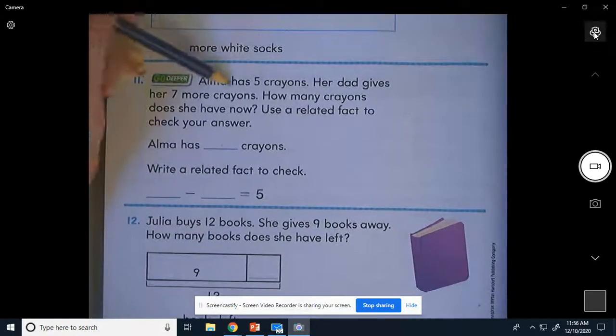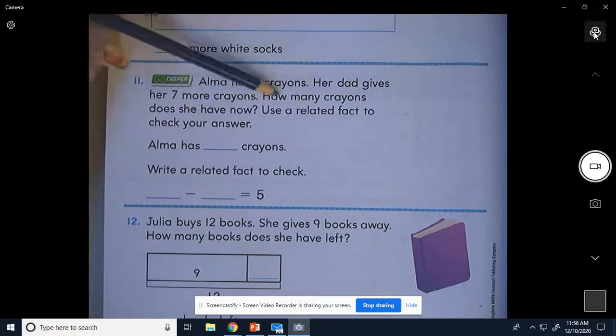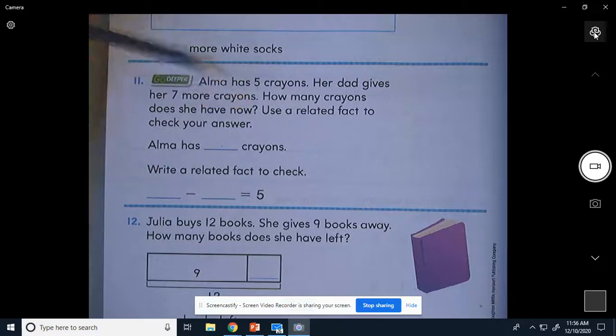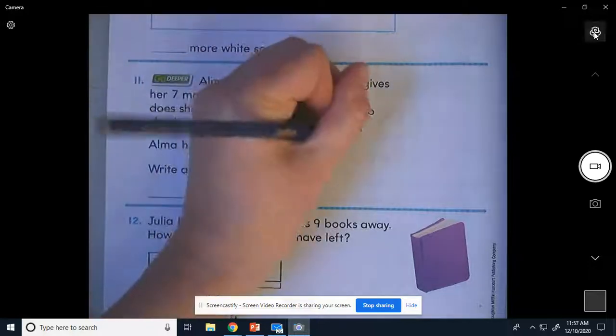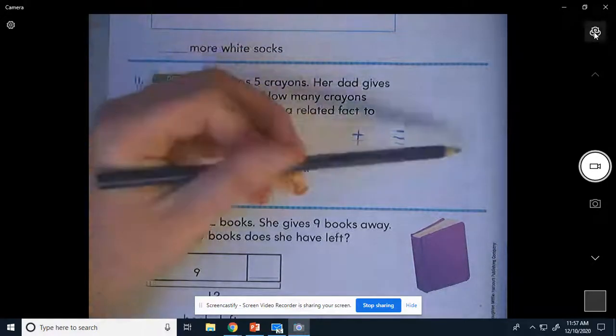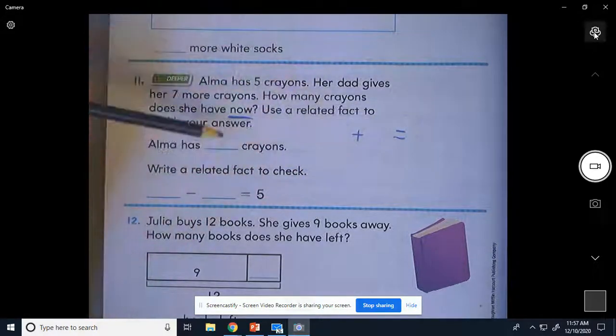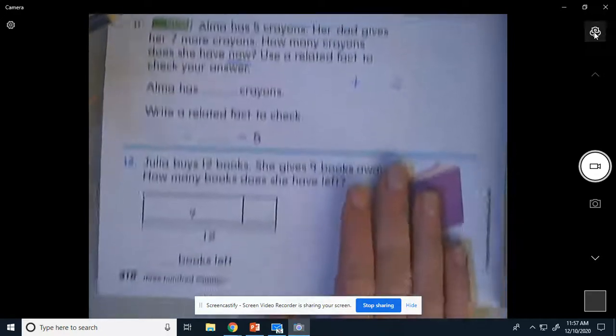Okay. Alma has 5 crayons. Her dad gives her 7 more crayons. How many crayons does she have now? Oh, now. That gives you a hint that we are adding, right? Use a related fact to check your answer. So you're going to make it into an addition problem, and you're going to solve it and put the answer here. And then you're going to turn it into a subtraction problem. And the biggest number is going to go first.